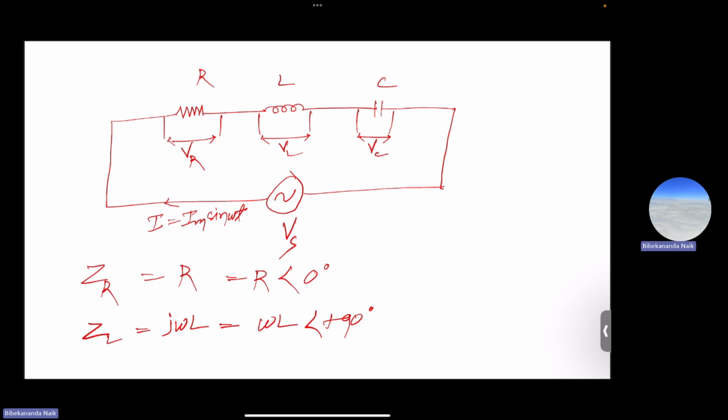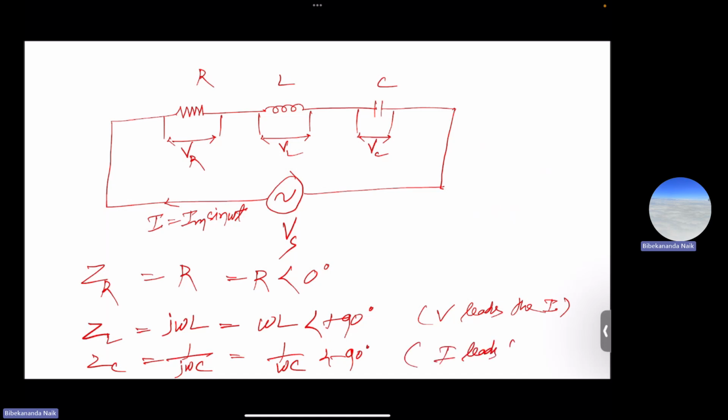Voltage leads the current by 90 degrees. So voltage leads the current. Similarly, for a capacitor, it is 1 by j omega C, which is 1 by omega C at minus 90 degrees, where current leads the voltage.